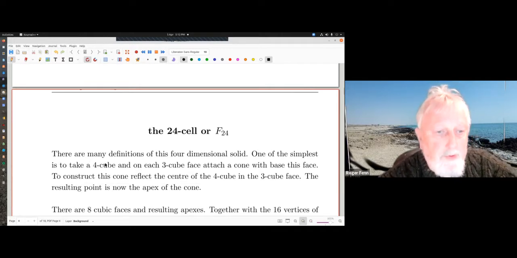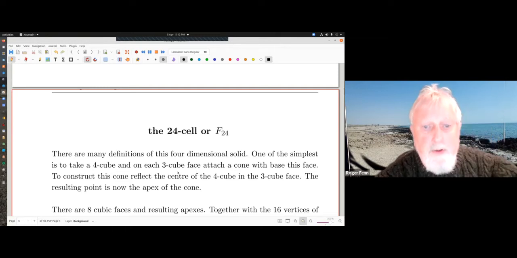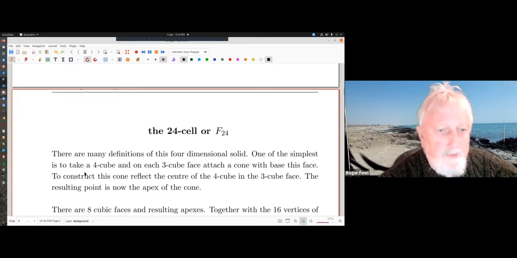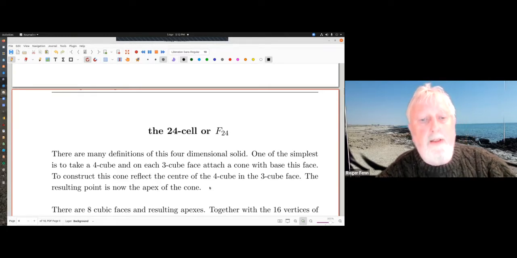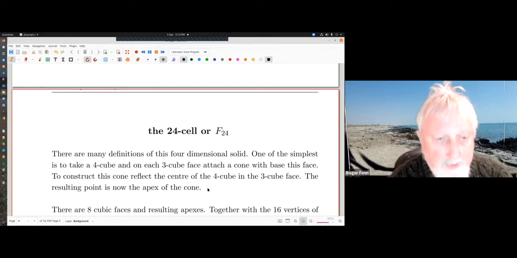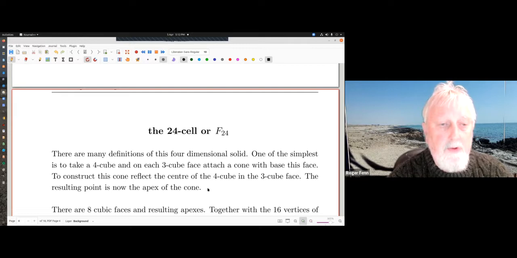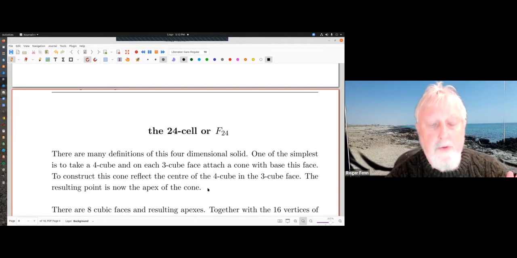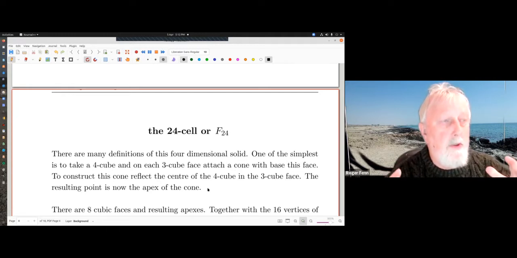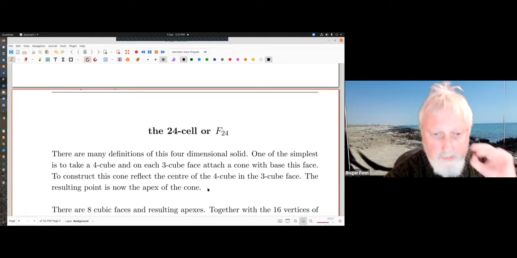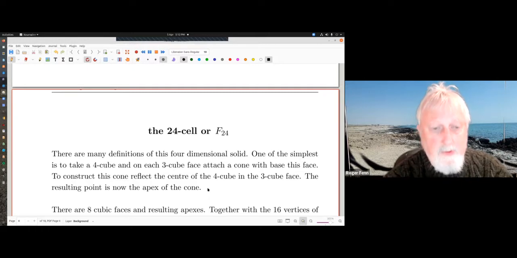So you take a 4 cube, so a cube in 4 dimensions, and on each 3 cube face, you attach a cone with base this face. And if you do it correctly, you get this 24 cell, you see. To do it correctly, you do the following. You take a 4 cube, you take its center, and from the center, you can then cut up the 4 cube. See, the 4 cube has 8 cubic sides, and you take a cone on the center and cut it that way. Then you take another 4 cube of the same size and stick on these pyramids, okay? And you get the 24 cell.